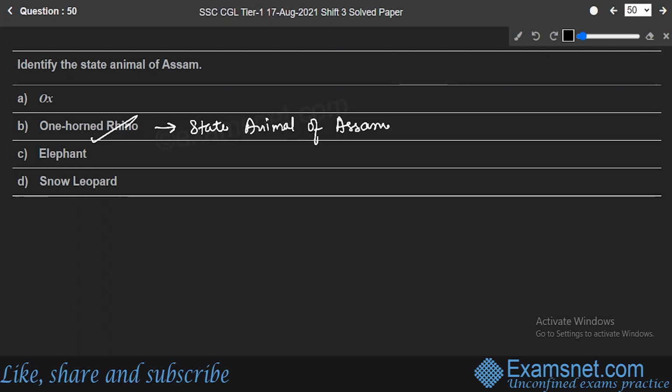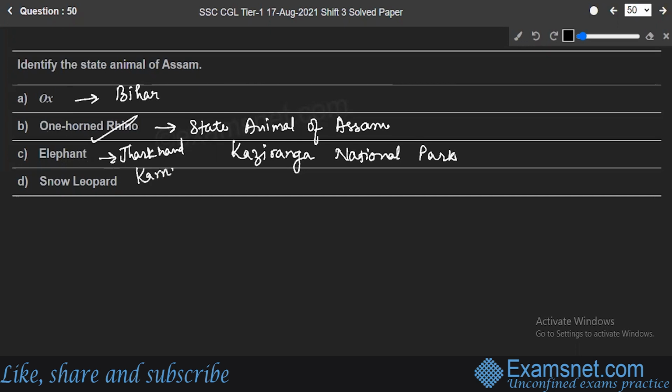One-horned rhino or Indian one-horned rhino is a vulnerable species. The Kaziranga National Park is a home for the fast disappearing Indian one-horned rhinoceros. If I'm talking about ox, it's a state animal of Bihar. Animal is a state animal of three Indian states. Actually, it's Jharkhand, Karnataka, and Kerala.